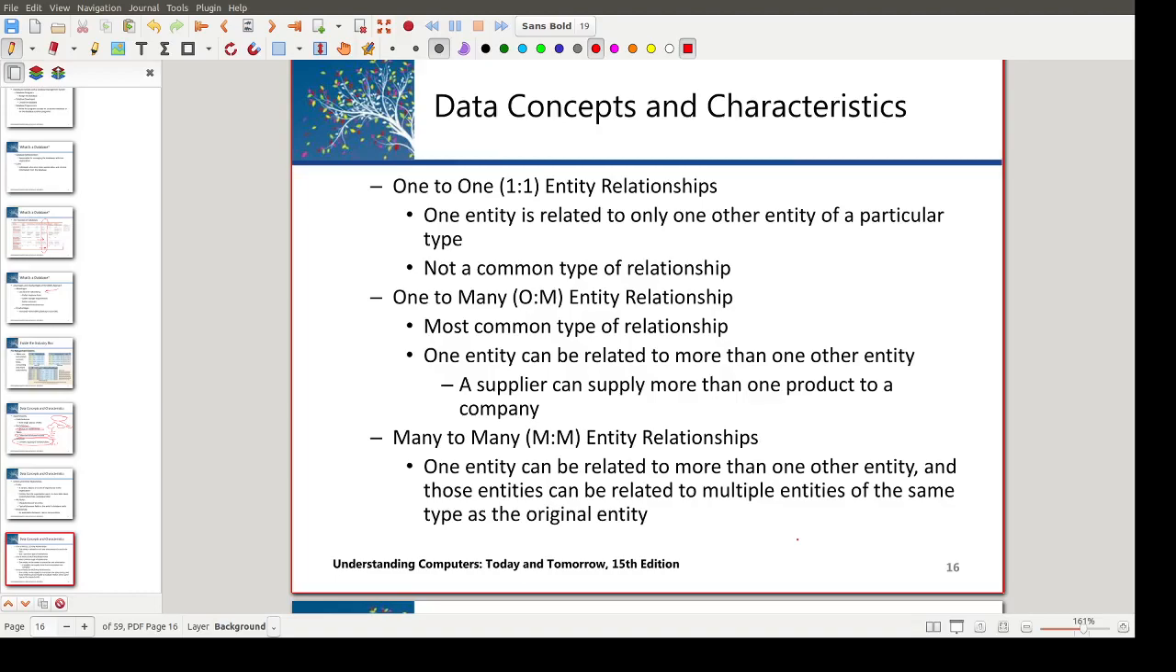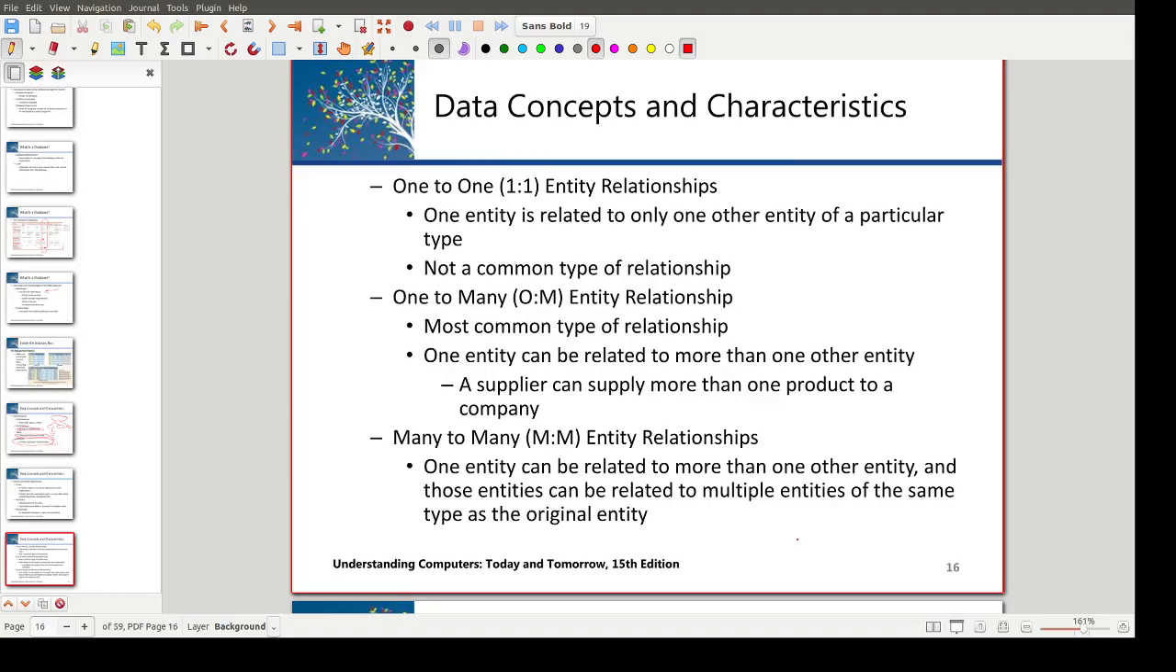Also, we have the one-to-many relationship, and this is the most common type of relationship. One entity can be related to more than one other entity. A supplier can supply more than one product. So if you have a table called supplier, with supplier ID 1, 2, 3, 5, and so on, and you have a product table, as a supplier I can supply many products. So one supplier can supply many products to a company.